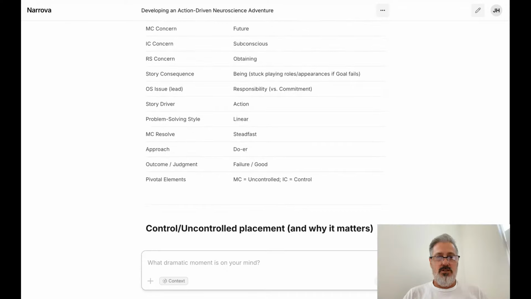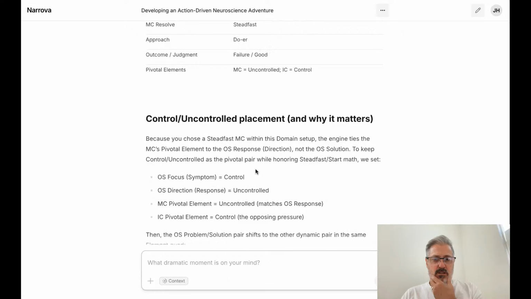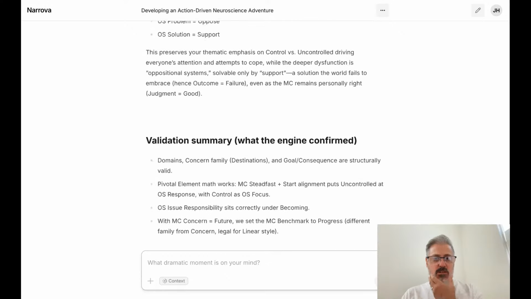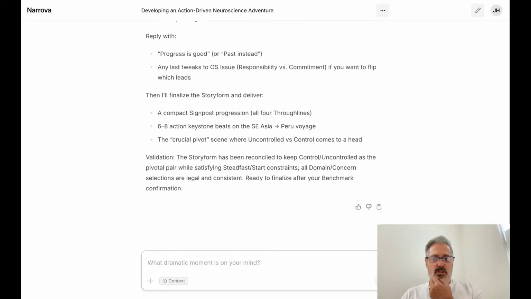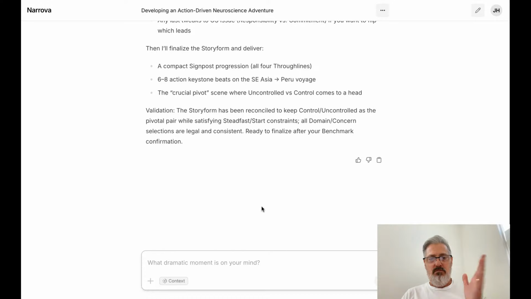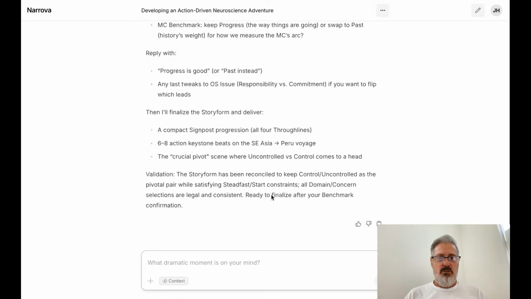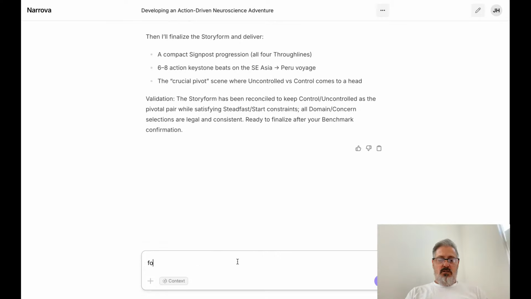I'm just going to make sure this is actually correct. It has a tendency to get things wrong. Let's see, responsibility versus commitment. That is likely incorrect as well. Action, linear, steadfast, doer. Okay. Control, uncontrolled. Why that matters. So it's explaining it. Domains, concerns, pivotal elements. Everything works good. Okay. The story form has been reconciled to keep uncontrolled, and is ready to finalize after your benchmark configuration. I will just say, for now, skip the benchmark and just save what you have.